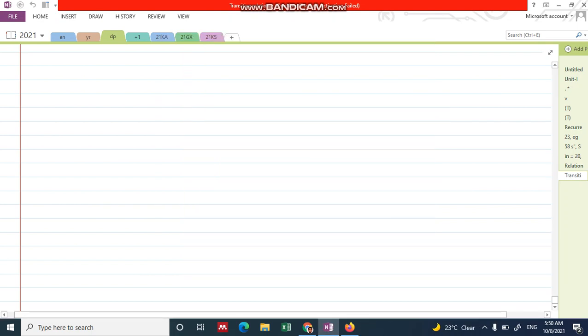Okay, now we see the next question, that is how to draw the Hasse diagram. This is example number 3. Sometimes you are given a question like this: draw the Hasse diagram of D12 under divisibility. Okay. What do we mean by D12?